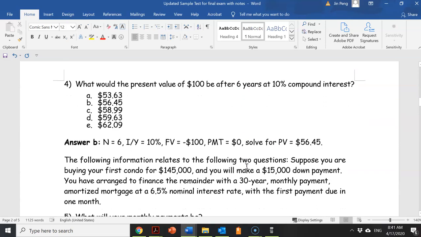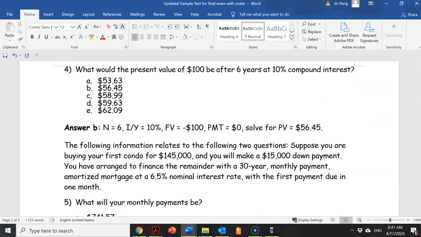Let's go to question 4. What would the present value of 100 be after 6 years at 10% compound interest? So we know the future value of $100 after 6 years. We know the compound interest rate. We're looking for the present value. A very simple TVM question.